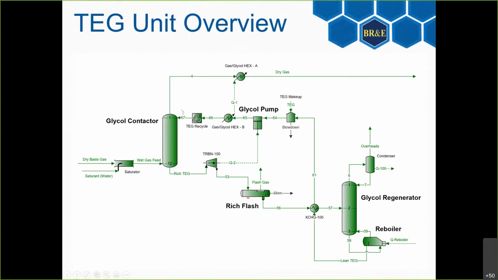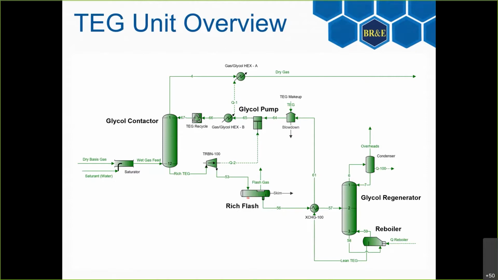At conditions that are best for the physical absorption of water by TEG, we want relatively low temperatures and high pressures, something to help keep it in that liquid phase. So we run these contactors at relatively high pressure and low temperature. Once the glycol comes out of the bottom of the contactor, we have what we call a rich TEG. This means it is now loaded with water. And to save money, we want to reuse this TEG as much as we can.